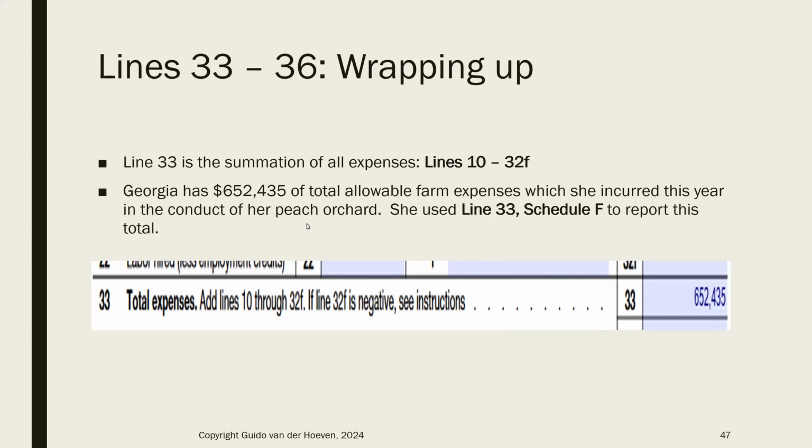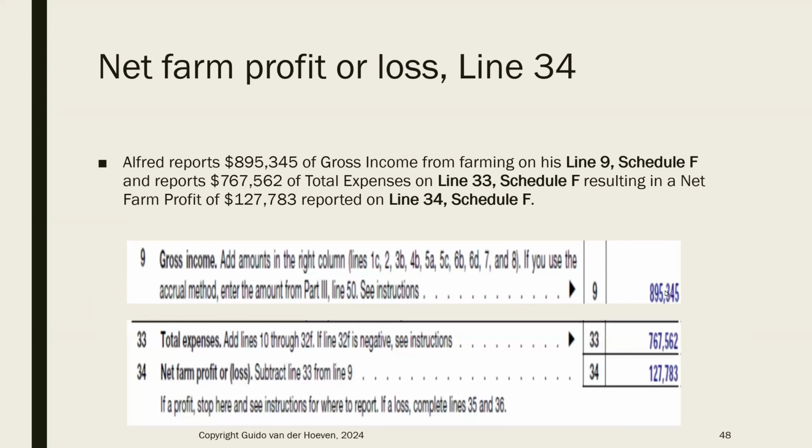Georgia's got $652,435, and she just puts that there. As you can see there, if it's a loss, if 24F is negative, we've got to see the instructions, but basically that, and there's a very rare case when that would happen. So there's our $652 total expense.